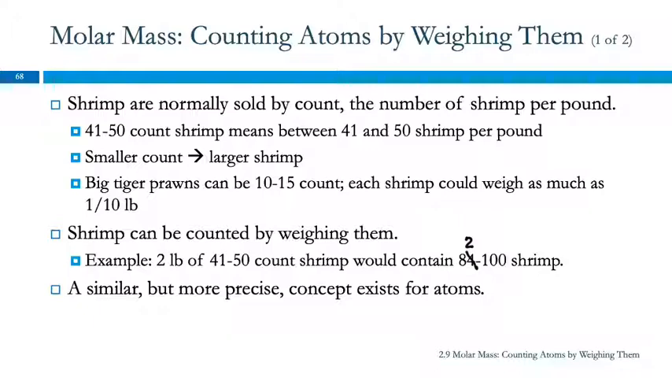So we do a similar thing for atoms, except we do it more precisely. Instead of having these categories of shrimp, we're actually going to be very specific about the mass of the isotopes, or the atoms.